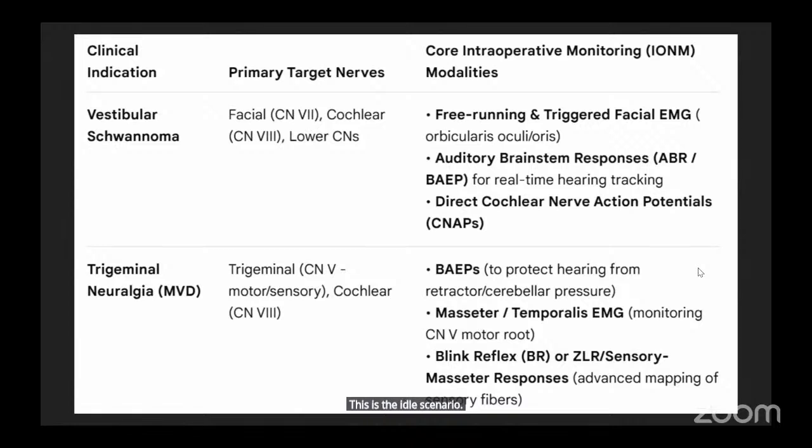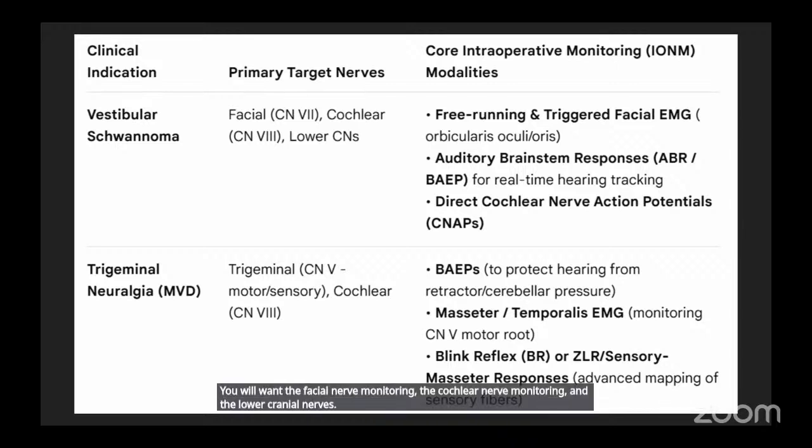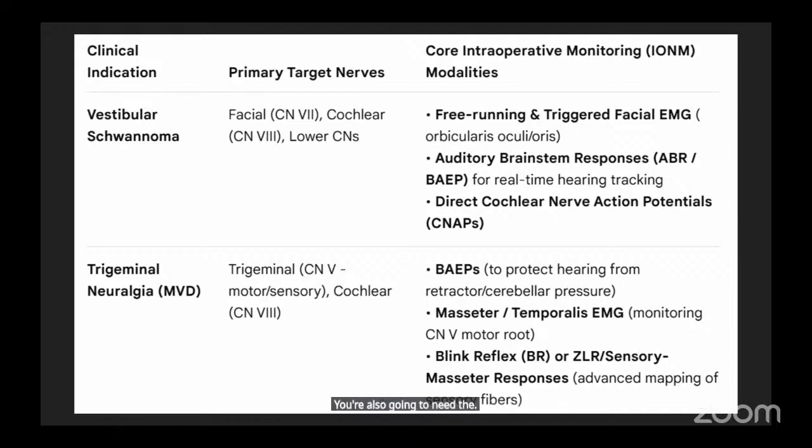If you're working in a very resource-rich setup where there is intraoperative neuromonitoring available in all its modalities, then for vestibular schwannoma, you will want the facial nerve monitoring, the cochlear nerve monitoring, and the lower cranial nerves. For facial, you are going to need the facial EMGs. You're also going to need the BERA or the ABR. There are different names for the same auditory brainstem responses. You're going to need them. Along with that, you're also going to need the direct cochlear nerve action potentials.